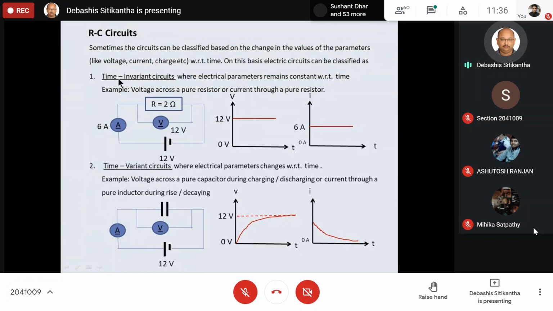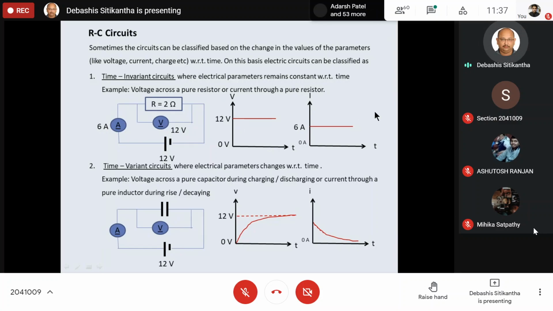The first type of circuit is known as a time invariant circuit, where the electrical parameters like voltage and current remain constant with respect to time. An example of such a circuit is the voltage across a pure resistor or the current through a pure resistor. As you can see here, I am having a circuit with an EMF source of 12 volt connected to a 2 ohm pure resistor. If I measure the current through this conductor, it is always going to show me 6 ampere. Similarly, the voltage drop across the load is going to be 12 volt.